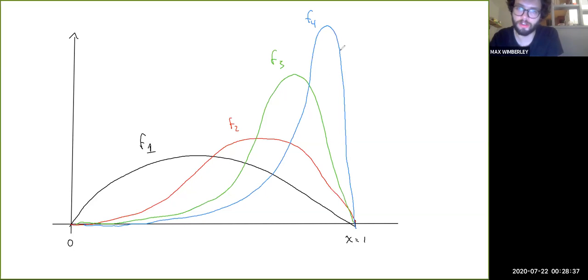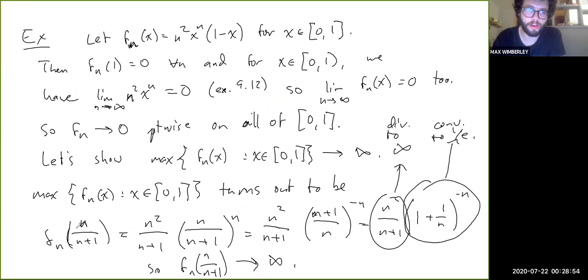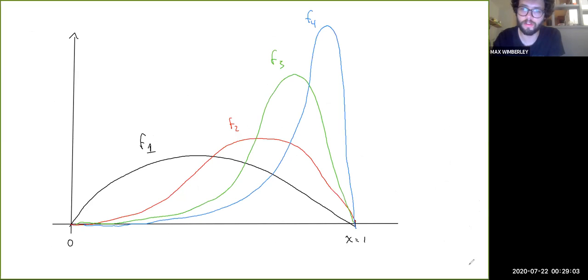But eventually, as n gets really big, the peak of fn will move to the right of the value of x that we picked. If we picked some value of x strictly less than 1, eventually the peak is going to move all the way to the right, because the peak occurs at n over n plus 1. As n approaches infinity, this converges to 1. So the peaks get closer and closer to 1. Whatever x value we pick, eventually as n gets big, the peak moves past that x value, and then the value of fn starts decreasing at that x value, and eventually decreases all the way to 0.